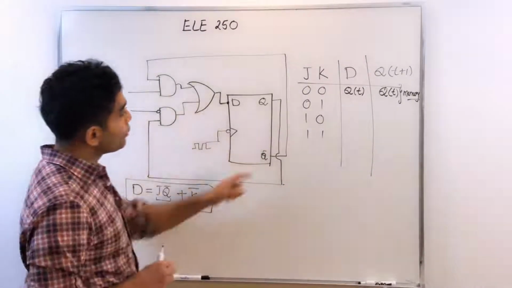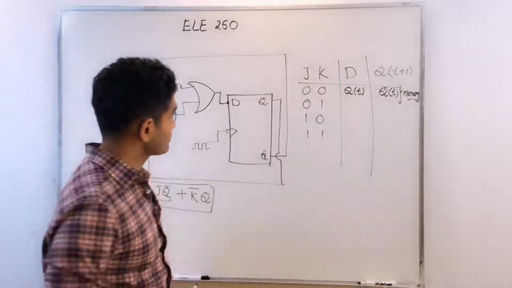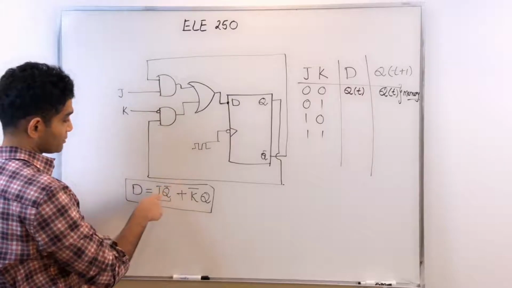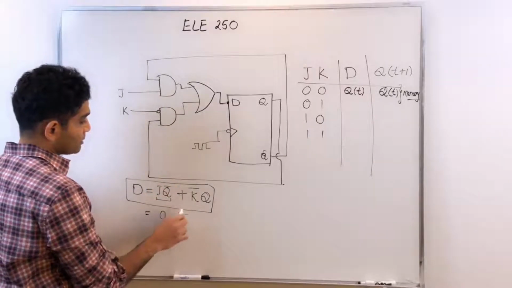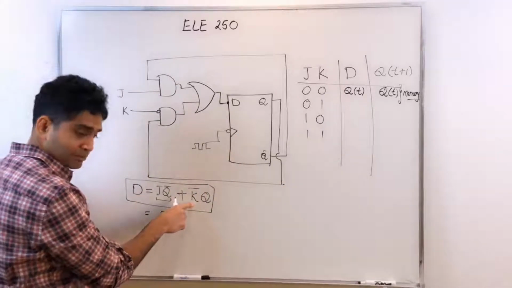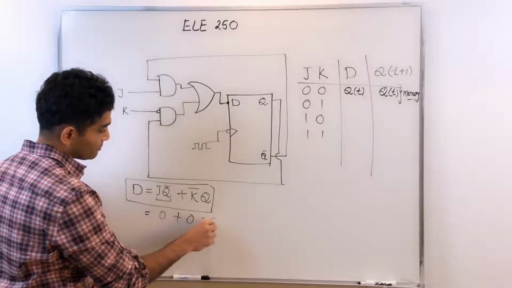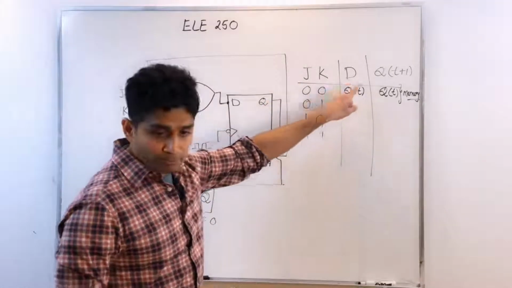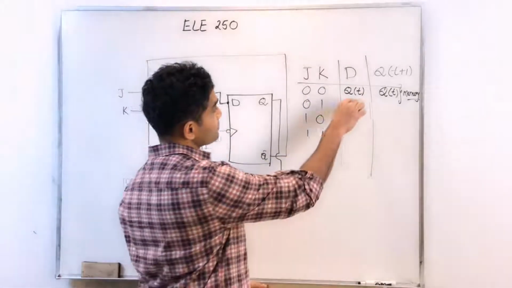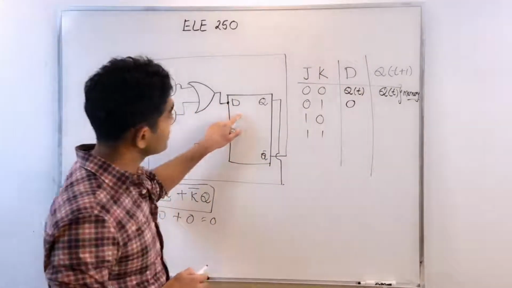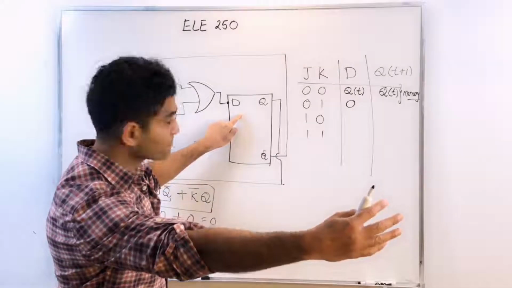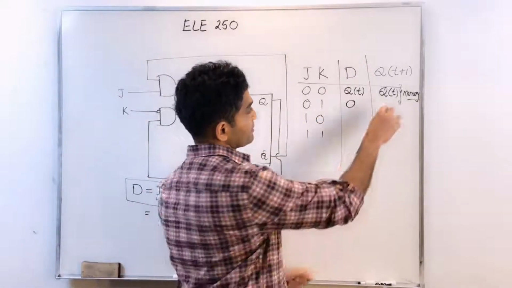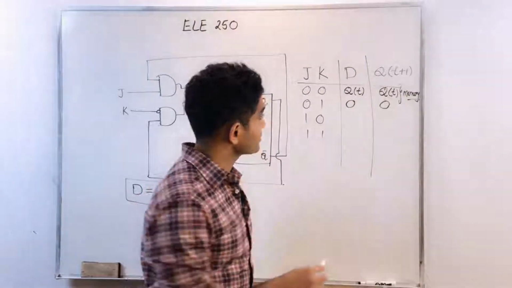If I apply a 0, 1 on my J and K inputs, what happens to D? I'm applying a 0, 1. That means J is 0. That takes J times Q prime to 0. K is 1, so that takes K prime to 0. So that brings everything to 0. In other words, when I apply J and K to be 0, 1, then my D input is 0. I'm applying a 0 at the D input. And in the next active edge, because that's a D flip-flop, the output follows the input. The output becomes 0. That's the reset state.